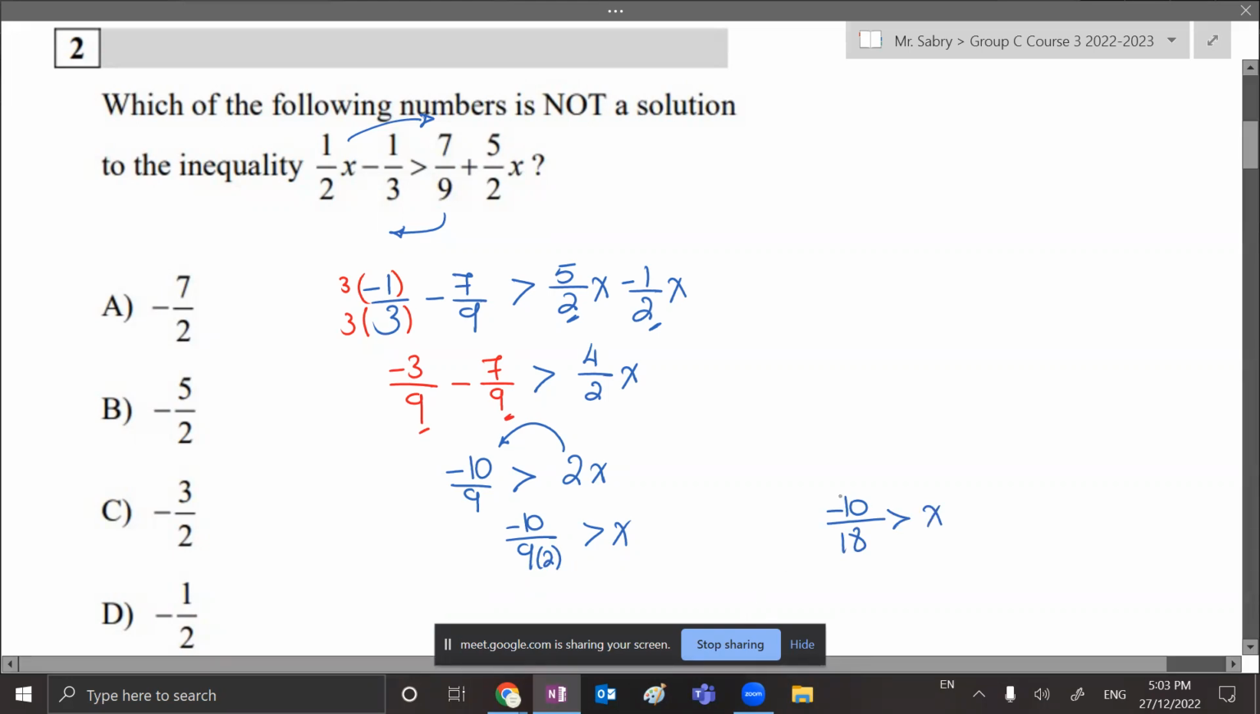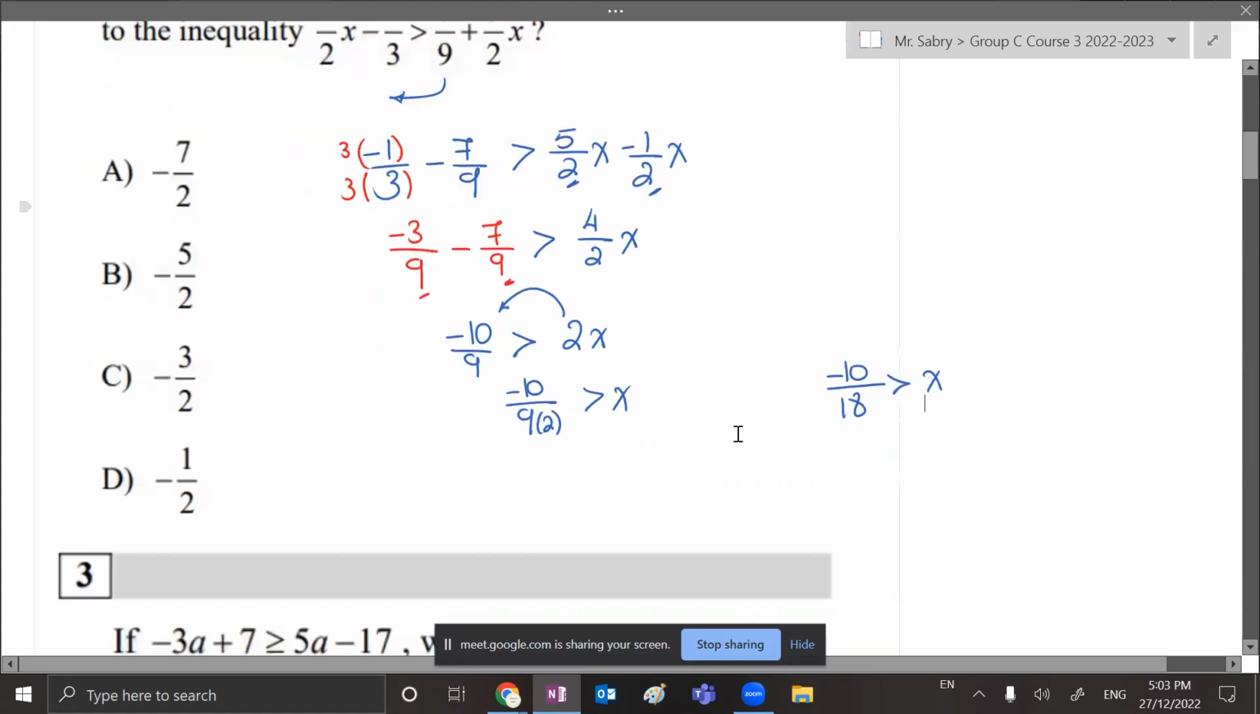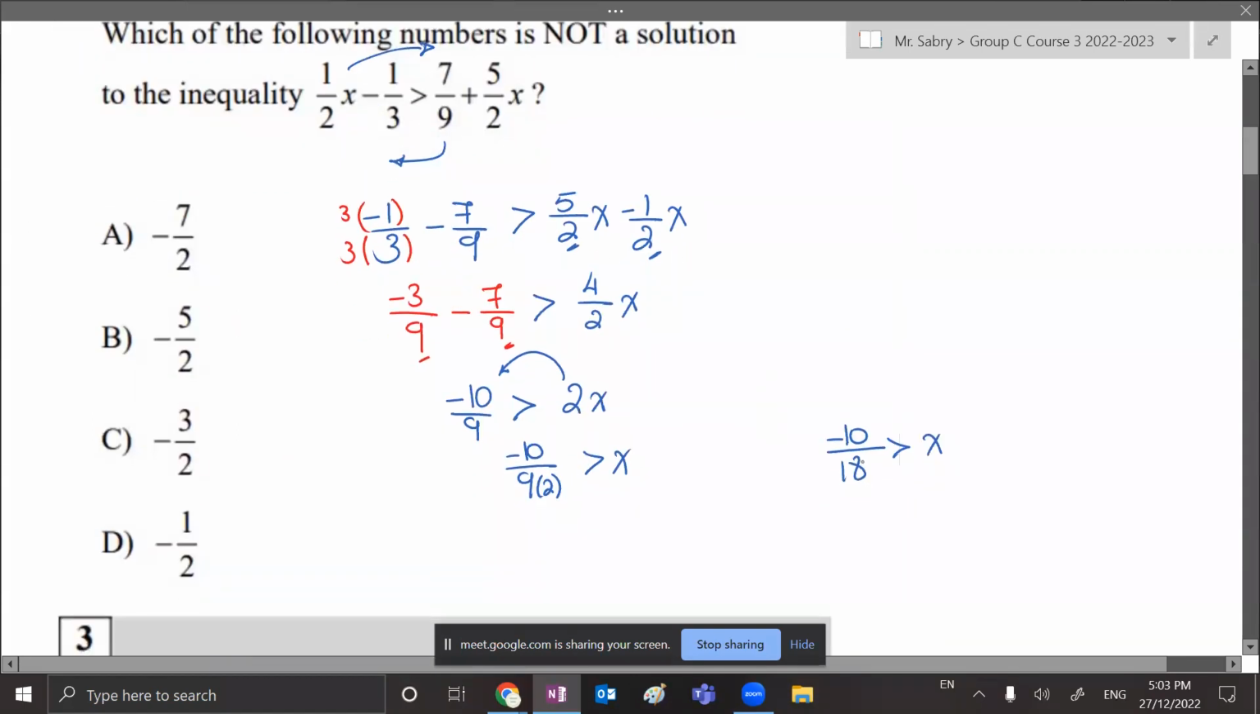Now divide by 2 and divide by 2, this will become -5 over 9x. So x is less than -5 over 9. So which of those is not less than -5 over 9? Now with the calculator directly.